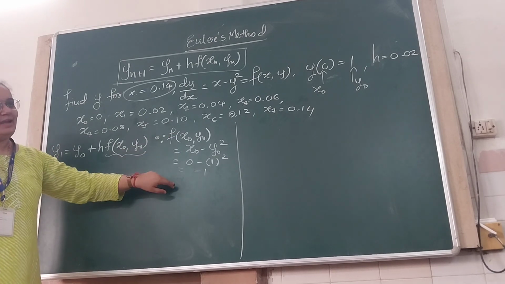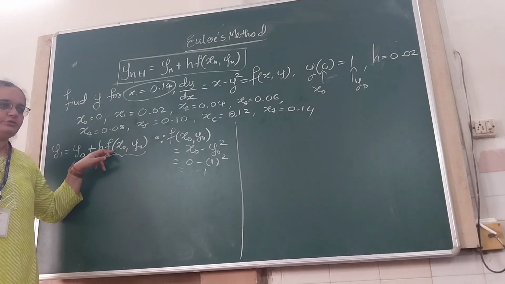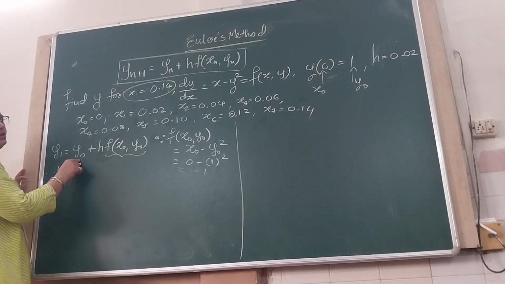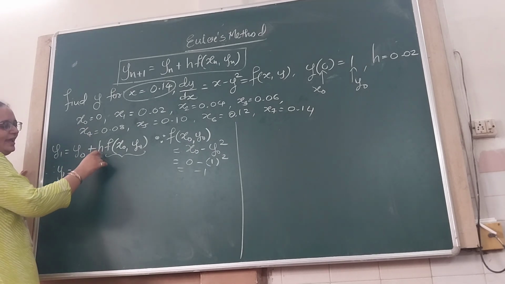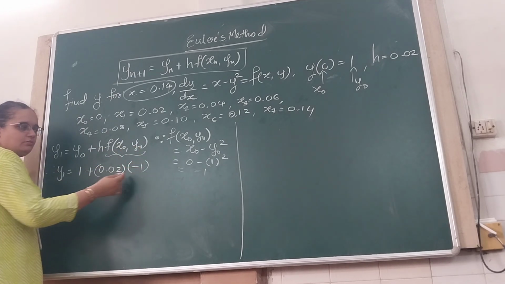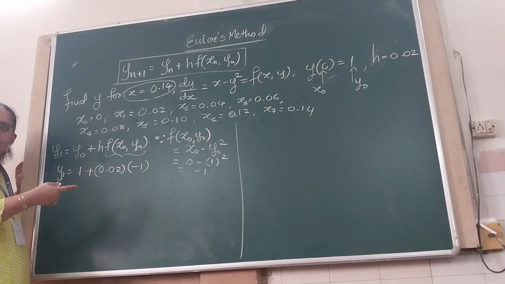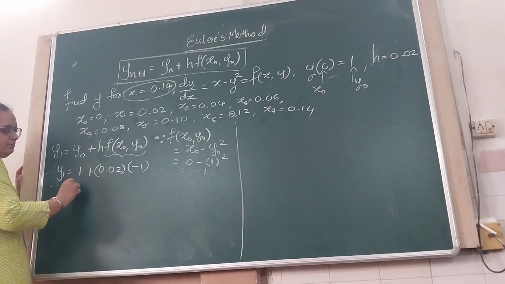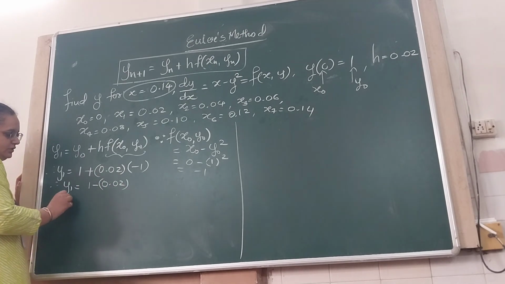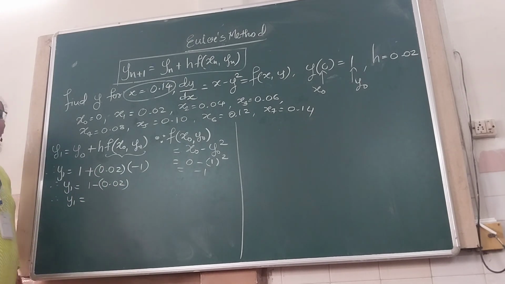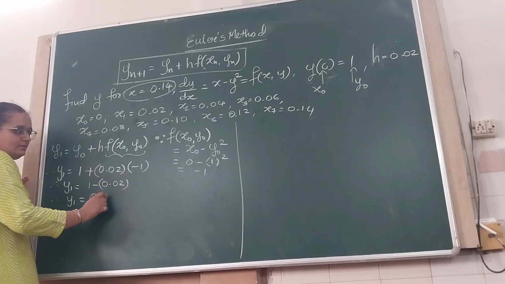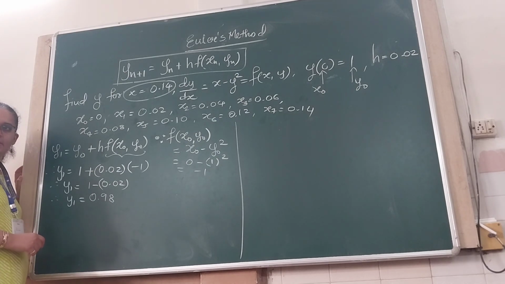Now, once you get f of x0, y0, it is easy to substitute here. So tell me what will be my y1? What is my y0? 1. 1 plus what is my h? 0.02. And what is my f of x0, y0? Minus 1. Easy? Yes. So what will I get for y1? 1 minus 0.02 is equal to y1. What is 1 minus 0.02? 0.98. Am I right? Yes.